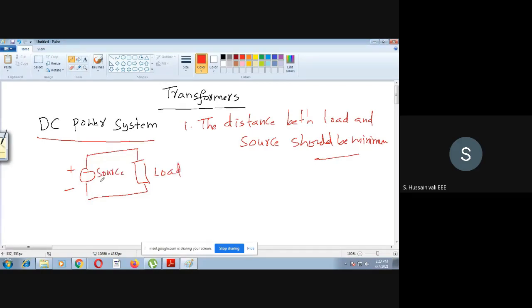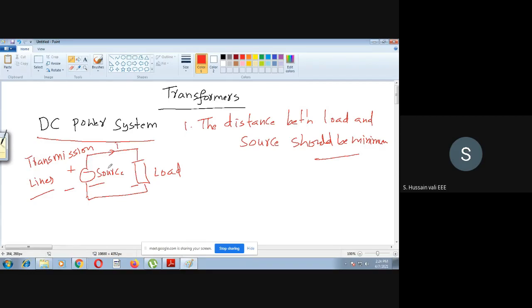When you connect the source to the load, some current flows through these lines between the source and load. These lines we call transmission lines. Whatever current you require in the load, the same current flows through the transmission line.